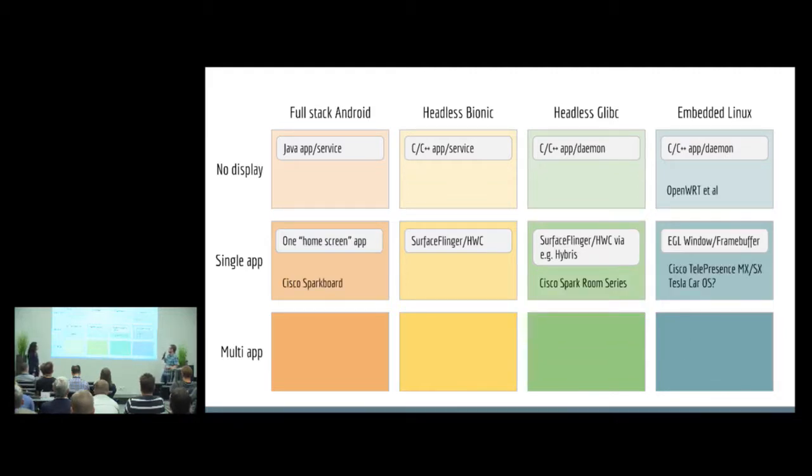In this space with single apps, there are some products. Again, it's not usual for products to advertise what kind of underlying platform they use, but we have personal experience with some of these, so we could fill in some of the blanks. Some Googling suggests that what runs in the Tesla car, on the Tesla car OS, is also an embedded Linux, running basically simply just the Tesla app.